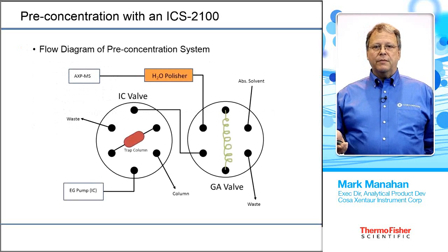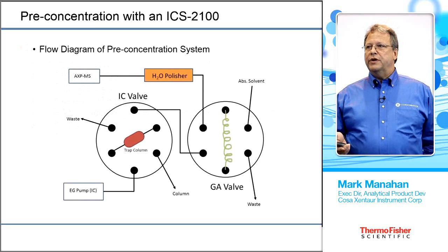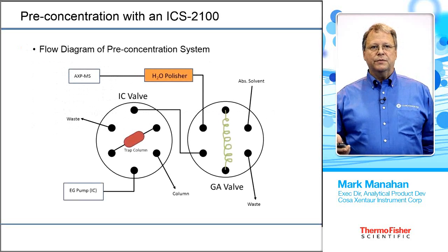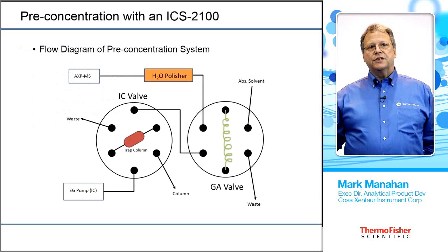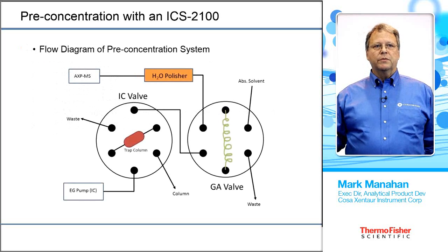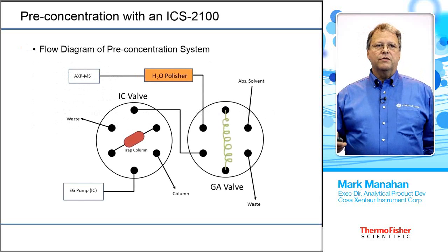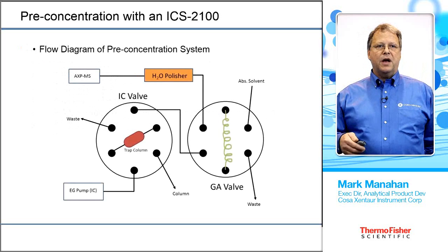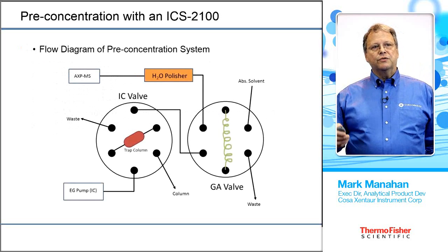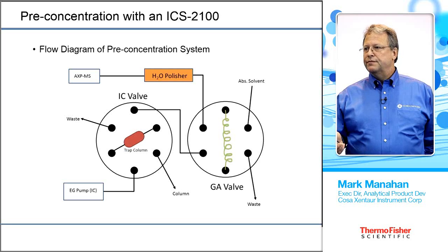Here is the flow diagram for pre-concentration. You have 2 injection loops. The first injection loop takes the sample from the absorption tube and fills the 1 mL loop. And then the injection loop on the ICS-2100, where the trap column is, will push that 1 mL loop onto the trap column. And then when the valve fires, we counterflow with the eluent onto the separation column.